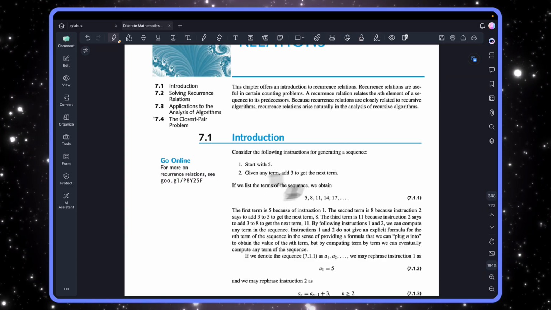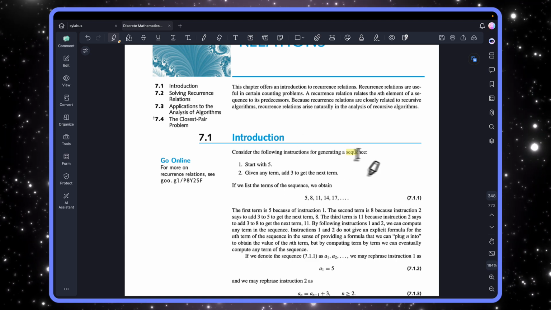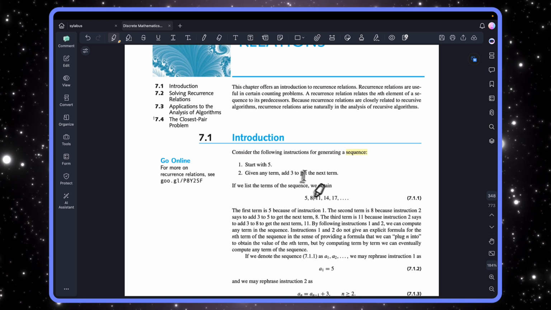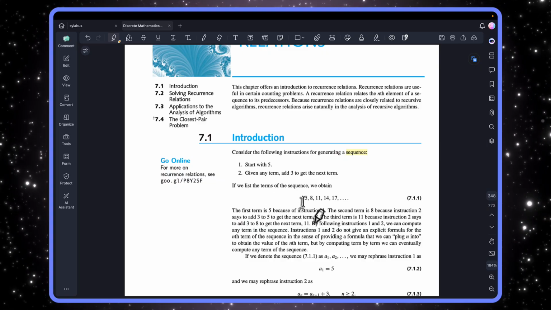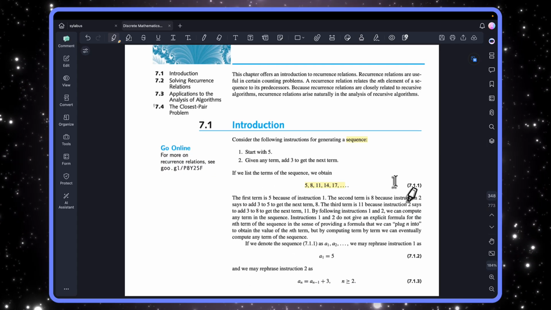Suppose we start with 5, and then given any term of a sequence, so we're generating a sequence, we want to add 3 to it. So we can write that sequence down right here. That's what it would look like.